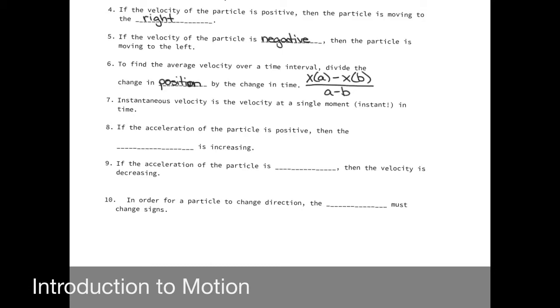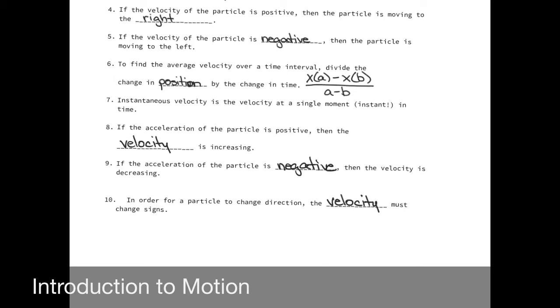If the acceleration of the particle is positive, then the velocity is increasing. If the acceleration of the particle is negative, then the velocity is decreasing. In order for a particle to change direction, the velocity must change signs.